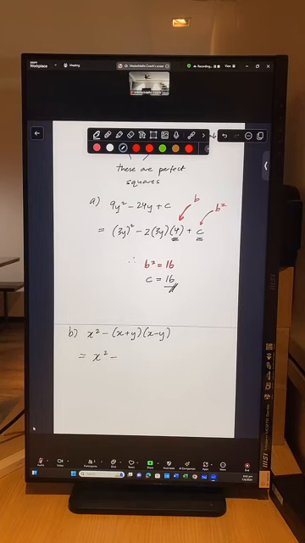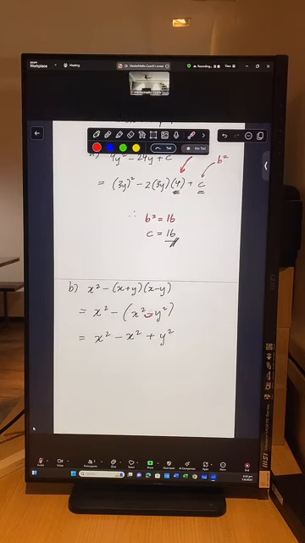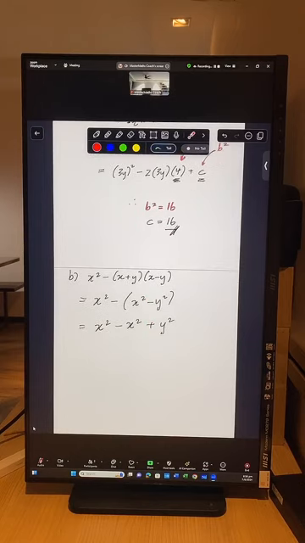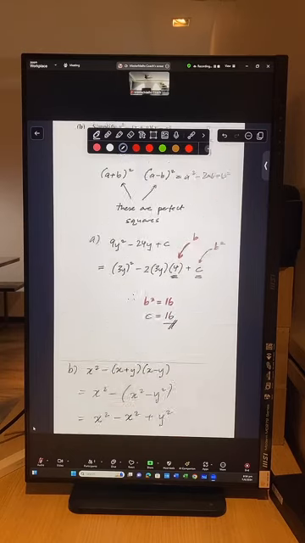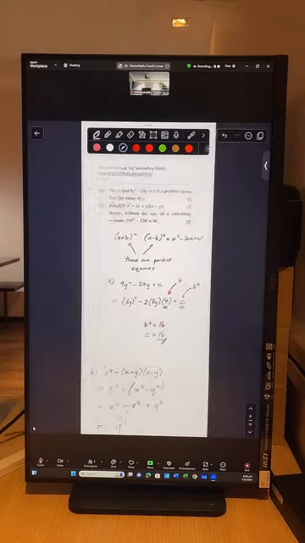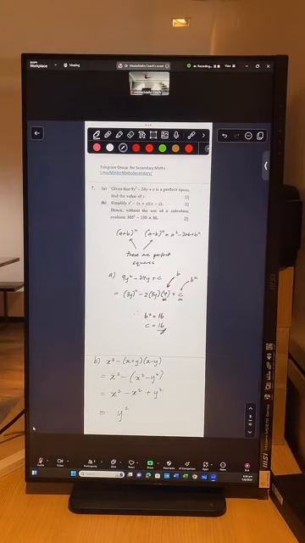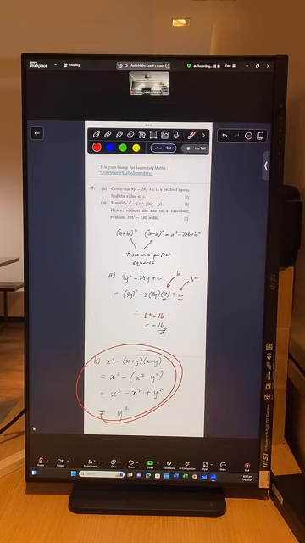So we know that x plus y, x minus y will give me x squared minus y squared. So this is x squared minus x squared plus y squared, because when you open up the bracket, the minus over here becomes a plus. So x squared minus x squared is 0. 0 plus y squared will give me y squared. Alright guys? Okay. So this is the first part of part B. For this, you get 2 marks if you all are able to show me this.